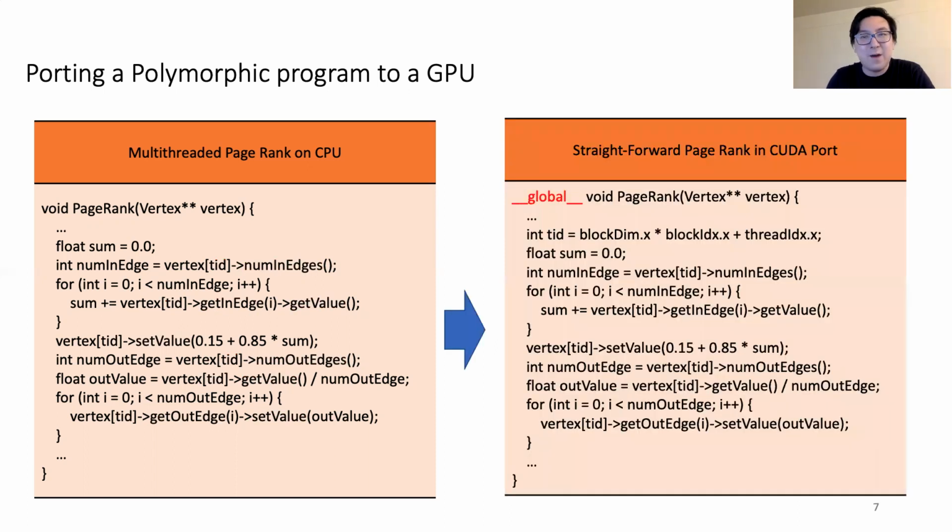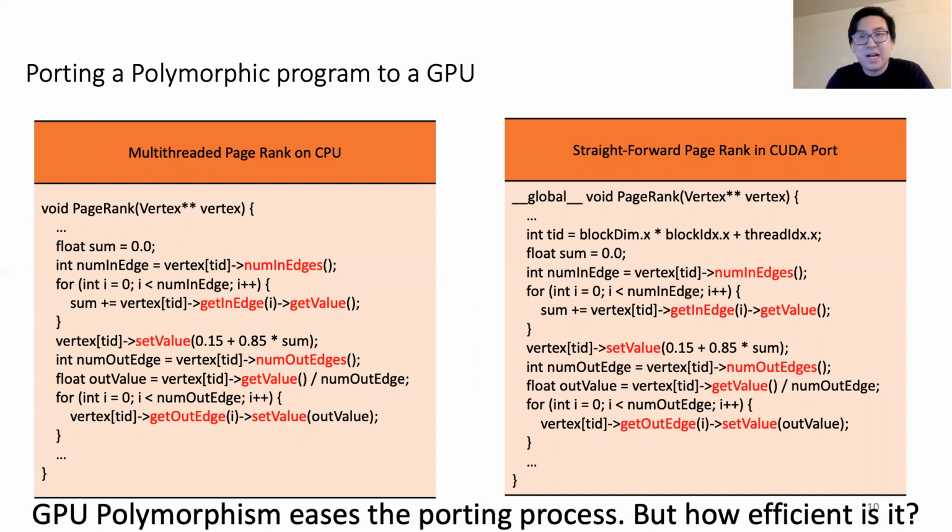Porting the code can now be a simple process with very limited modifications, potentially done by an automated tool. Specifically, a global keyword is added. A linear thread ID is computed. And all the virtual functions, data structures, definitions, etc., can remain completely unchanged.